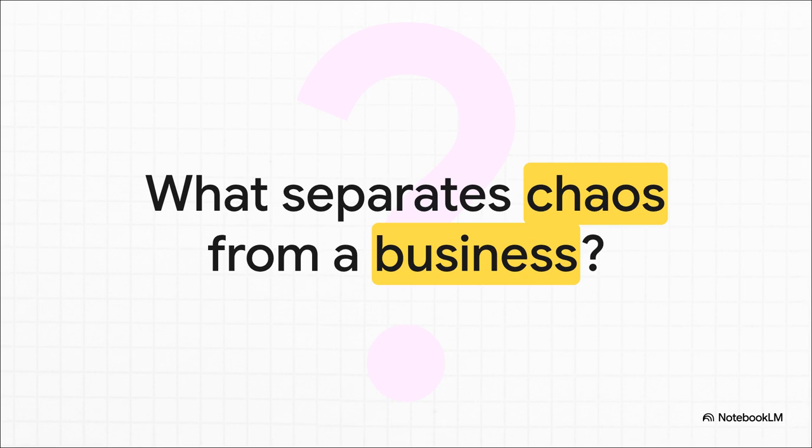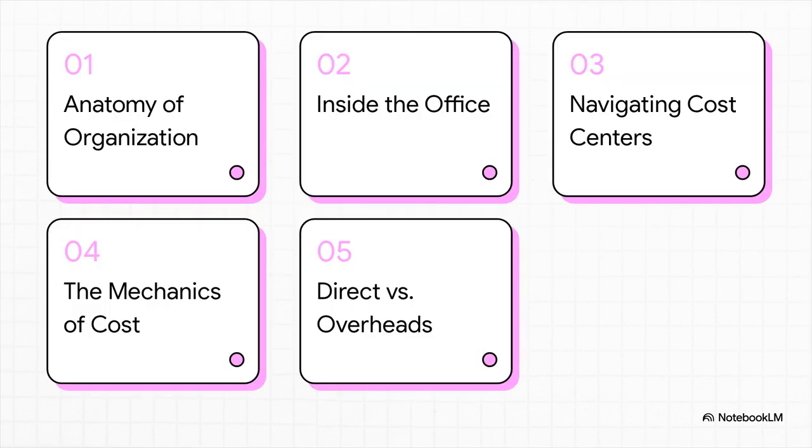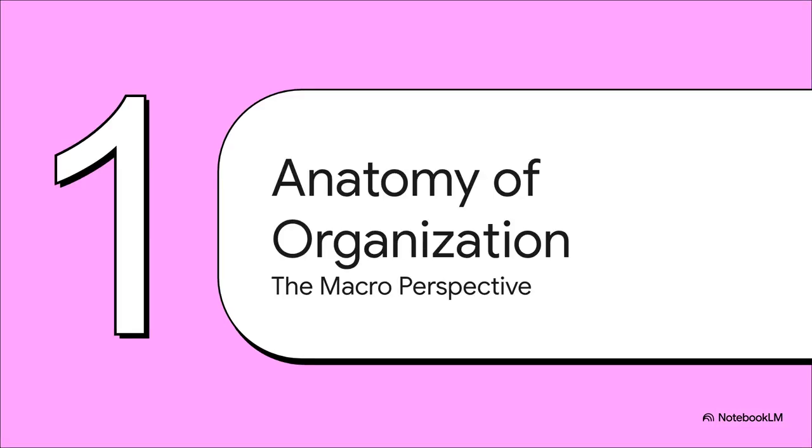It's all about how that group organizes its operations and, critically, how it understands and tracks its costs. Without a clear business and cost structure, even the greatest product idea in the world is going to financially collapse. And this problem-solution framework is exactly why mastering cost accounting and organizational design is absolutely essential. Okay, let's dive straight into this. Here is our macro to micro roadmap for today. First up, we'll look at the anatomy of an organization. Then head inside the office, navigate cost centers, break down the mechanics of costs, and finally, we'll look at direct costs versus overheads.